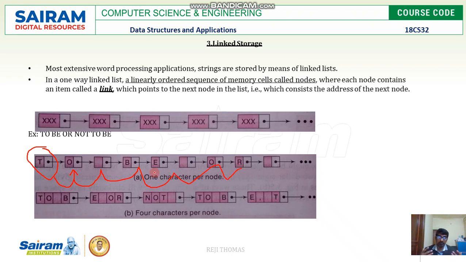This can be done in different ways. You can have a node with more than one character. But if you look at this example, we have only a single character. And if you look at this one, we have four characters in a node. This also has four, this has four, this has four. Four characters per node. So this is another way of representing it.